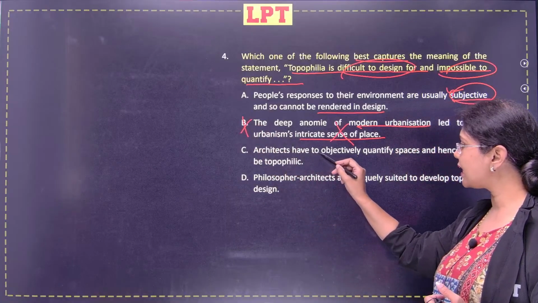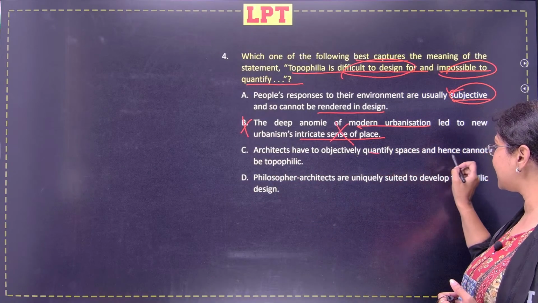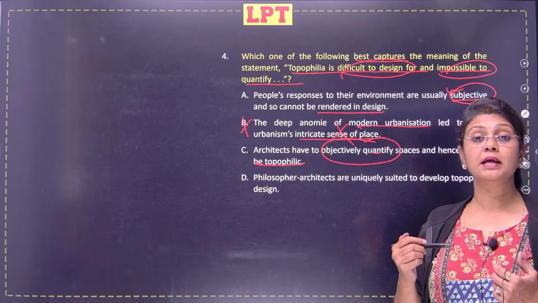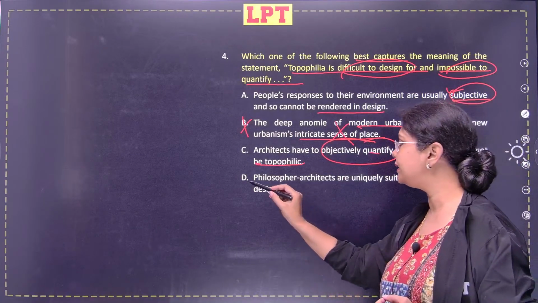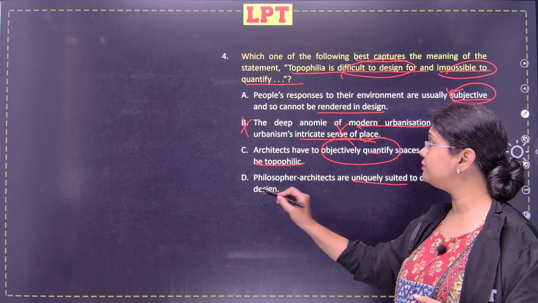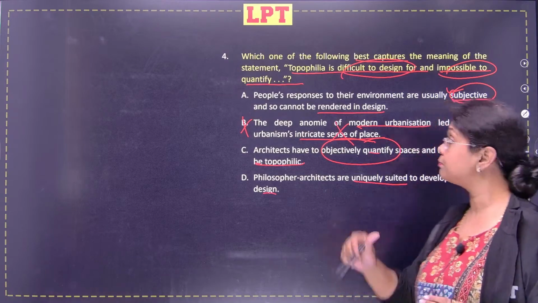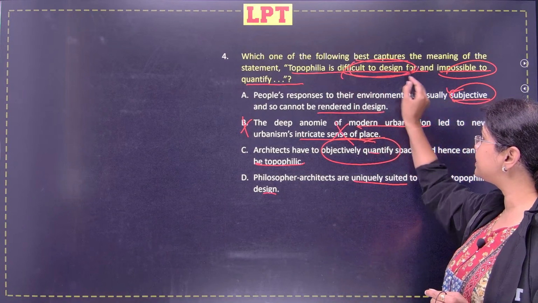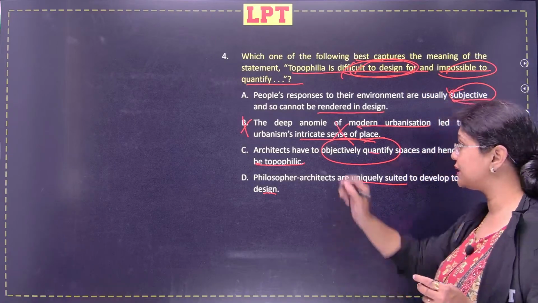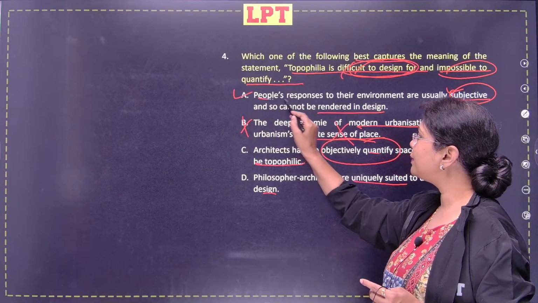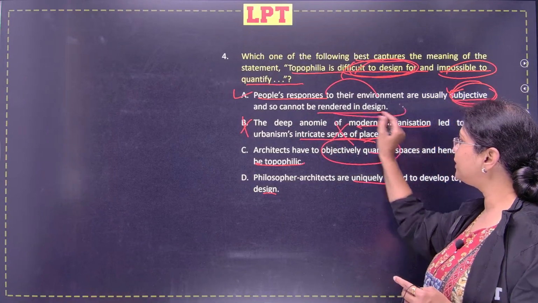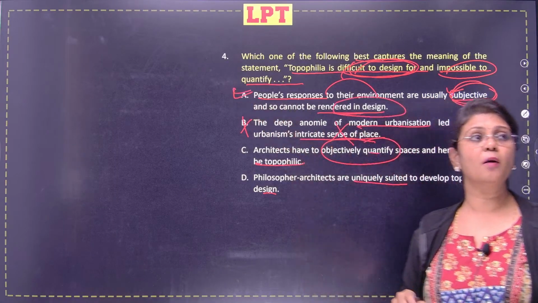C says architects have to objectively quantify spaces and hence cannot be topophilic. Well, that is not the idea that is being implied here. So again, this will be eliminated. And D says philosopher architects are uniquely suited to develop topophilic design. Well, this is not meant by the statement when it says topophilia is difficult to design for and impossible to quantify. So the best answer that you can choose to this question is option number A, which says people's responses to their environment are usually subjective and so cannot be rendered in design. So option A forms the answer.